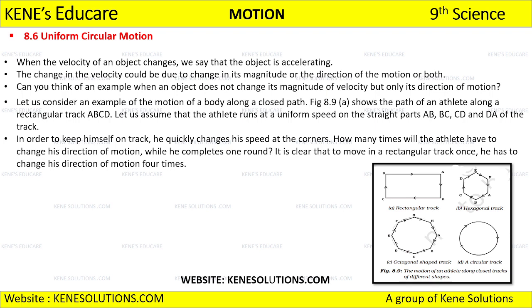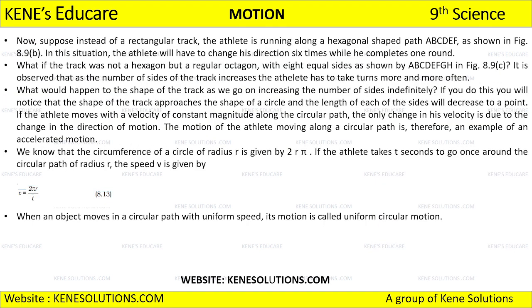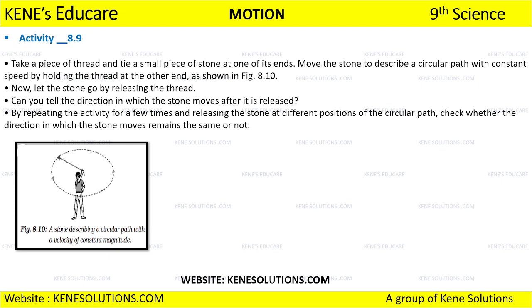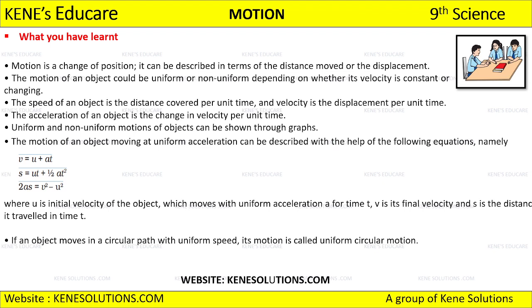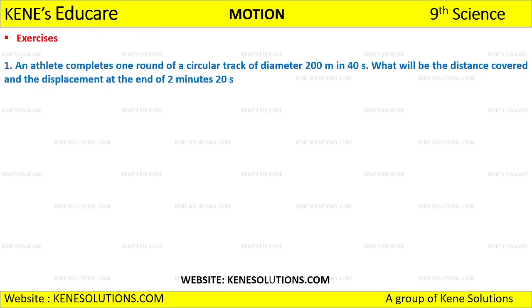Then we will be discussing uniform circular motion in detail, what exactly it is, along with the formula. Then we will be discussing activity 8.9 in detail. Then after this we have the summary discussion, like what exactly we have studied till now in the lesson. We will be discussing all of that, and after that we have a few exercise questions to discuss, which I'm going to show you one by one. So I want each one of you to please go through it quickly.